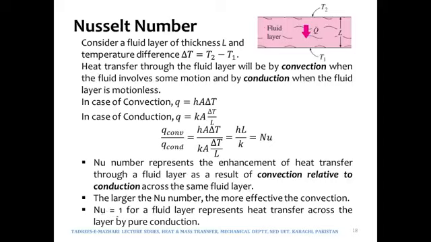If Nusselt number is equal to 1, that would mean that the heat transfer across those two bodies or across two layers is being transferred via pure conduction. If the convection heat transfer is more, then of course the Nusselt number would have a value greater than 1. So Nusselt number simply tells us the advantage or the effectiveness of convection over conduction.